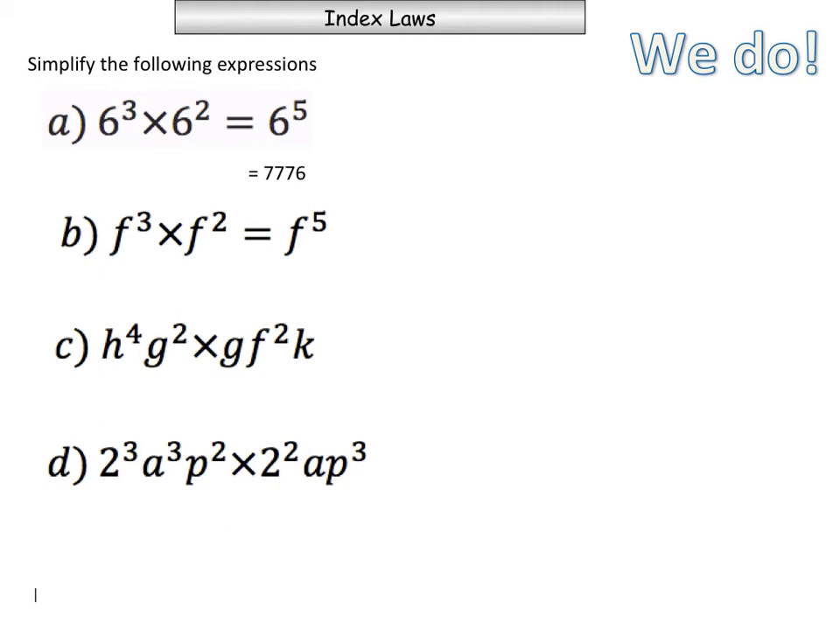Okay, some important things to remember here is that we've got h to the power of 4, but there's no pronumeral h in this second part of the expression. We've got g to the power of 2, we do have a g in the second part of the expression, and we've also got the k. So remembering that you can only apply the index laws to indices with the same base, it's only going to be for g that you're going to be able to simplify it.